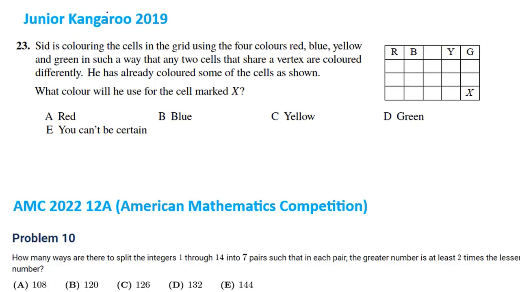It says Sid is coloring the cells in the grid using the four colors red, blue, yellow, and green in such a way that any two cells that share a vertex are colored differently. He has already colored some of the cells as shown. What color will he use for the cell marked X? Okay, so we have four colors, R, B, Y, G. Let's consider what each cell is.